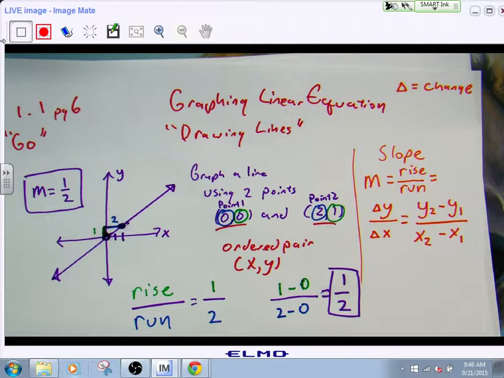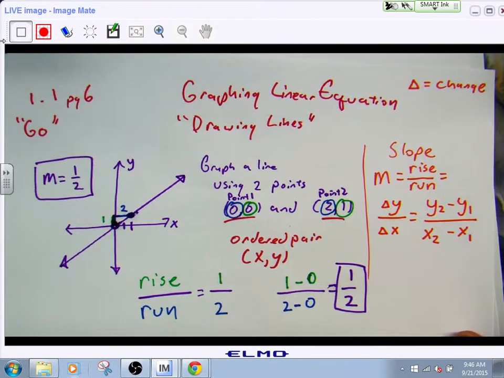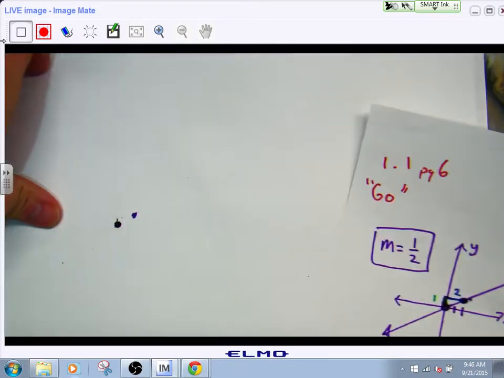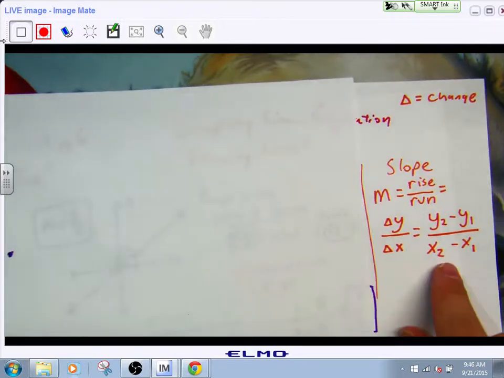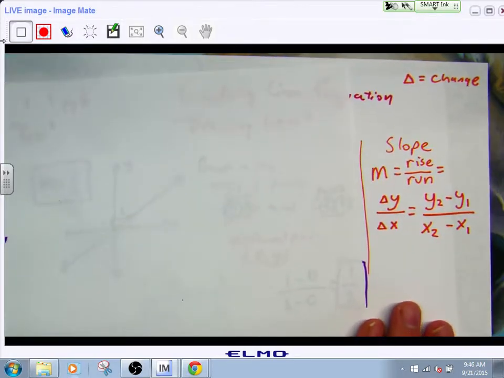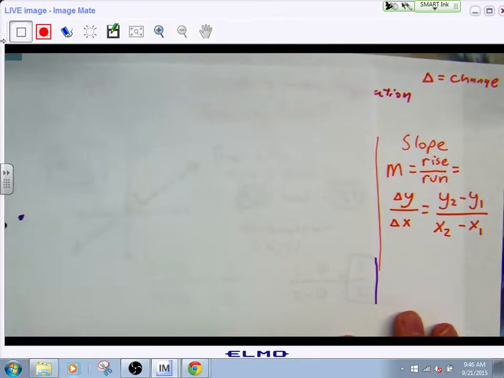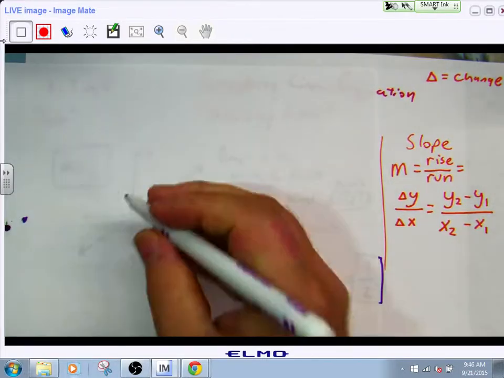I want to do just one more example with you guys, just to kind of drive this home to make sure that we totally get this. So I'm just going to take another piece of paper, put it up here. I'm going to leave my slope stuff on the side here so that you can see that, because that's kind of important. I'm going to draw a brand new graph.